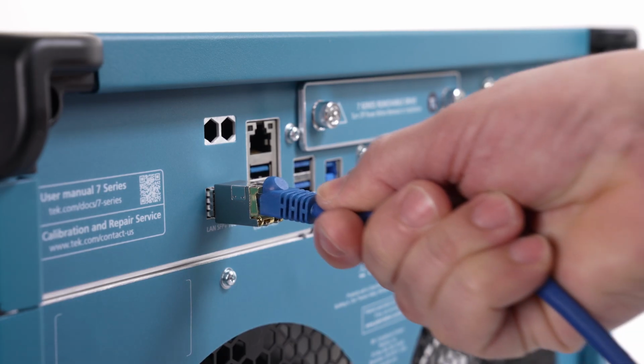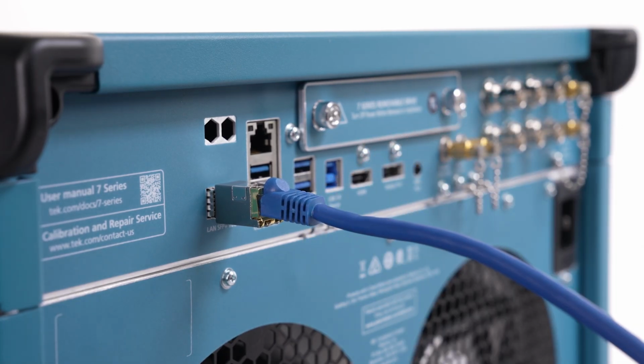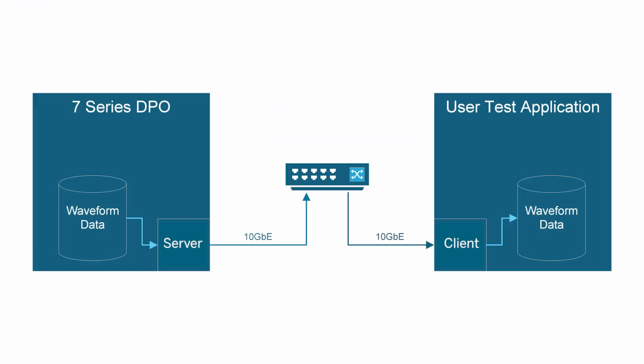To take advantage of the speed of Ethernet, we developed Tektronix High-Speed Interface, or TekHSI. TekHSI is based on gRPC and protocol buffers to quickly and efficiently serialize waveform data produced by the oscilloscope and transmit it over Ethernet. The 7 Series DPO features a TekHSI server built in, allowing client applications to connect and receive waveform data from the oscilloscope.